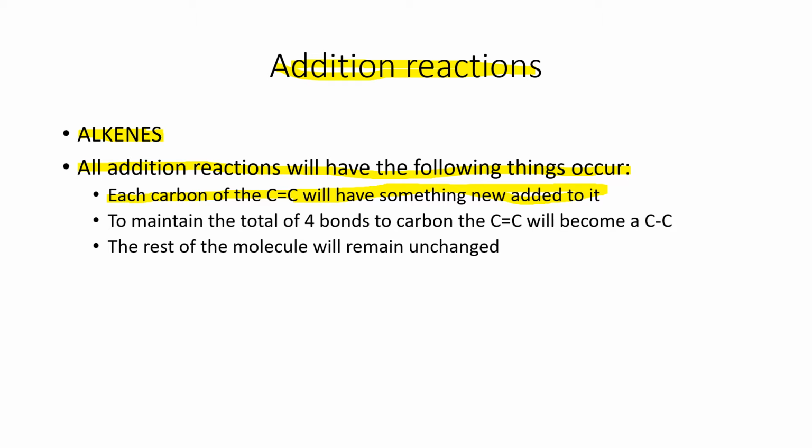So the second thing we're going to see in every one of these addition reactions is that in order to maintain the 4 bonds of carbon, in order to add something new to the carbons, we have to get rid of something old. And the old thing we're going to get rid of is the carbon-carbon double bond. That carbon-carbon double bond is going to be transformed into a carbon-carbon single bond. That's the bonds we lose in order to make room for the new bond.